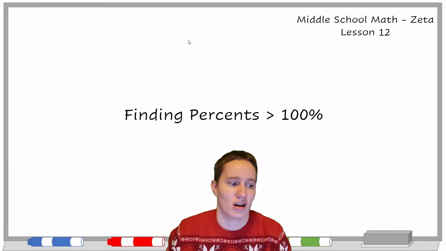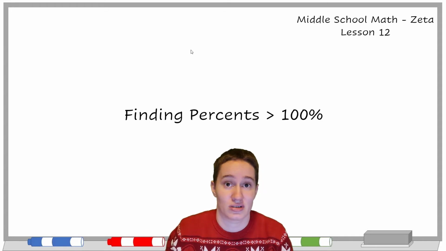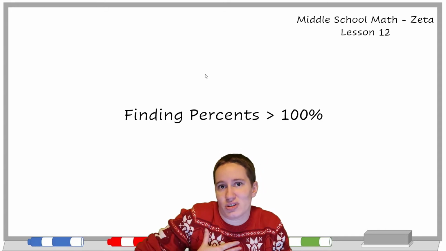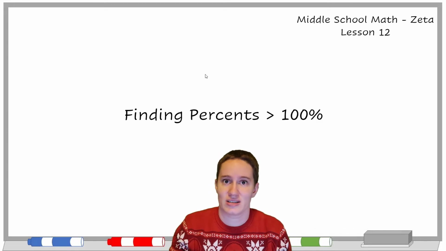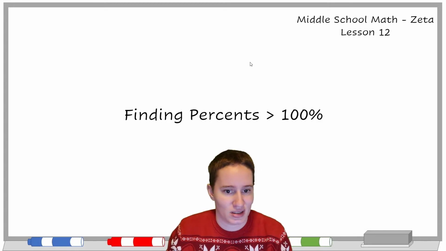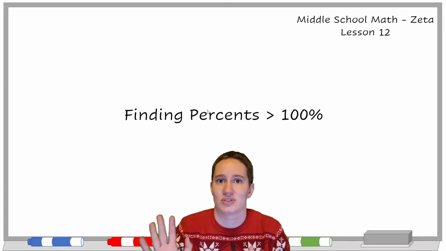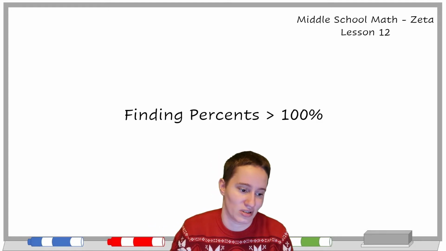We often use that like when we're talking about competitions or sports or things where we like push that extra amount, right? That we don't normally have that to push, but because in the moment we're excited, we can push a little extra. Okay, so finding percents greater than 100%.